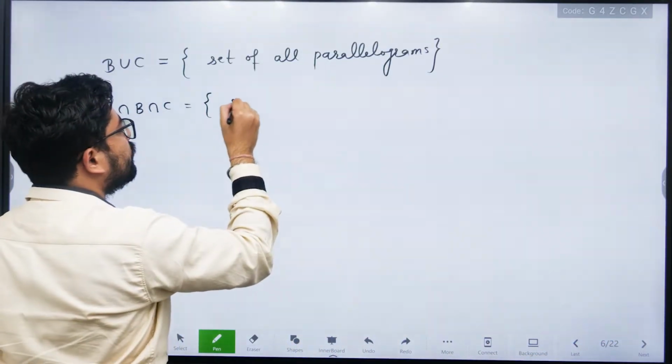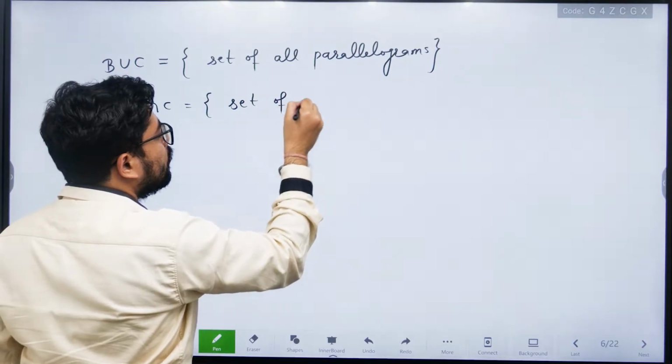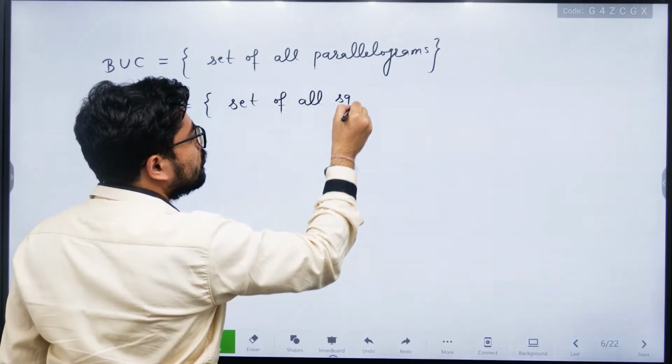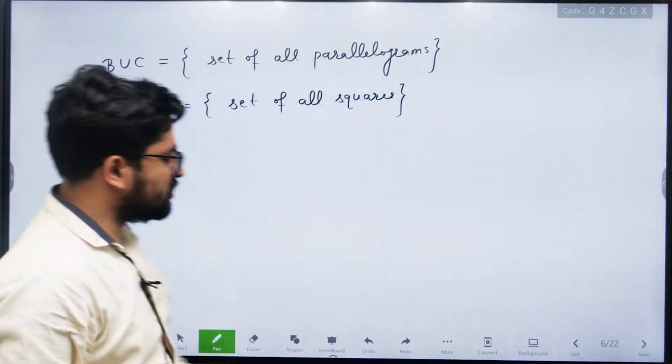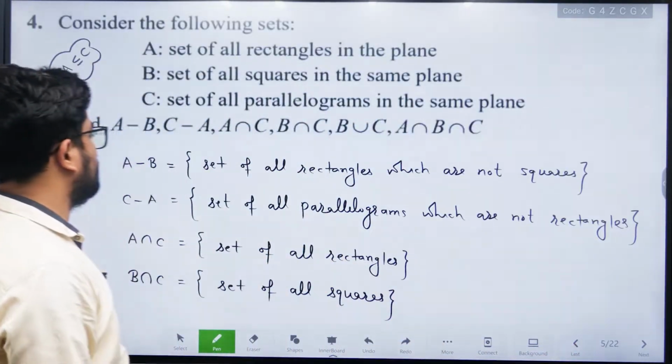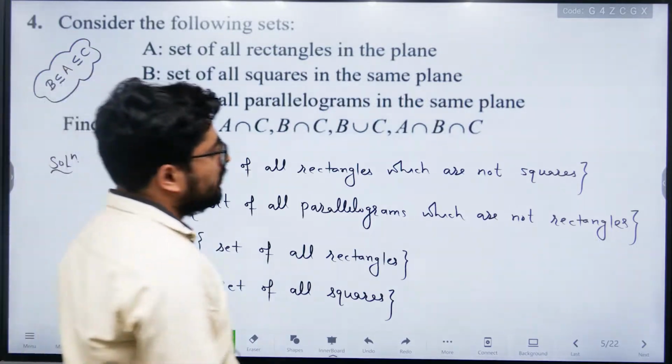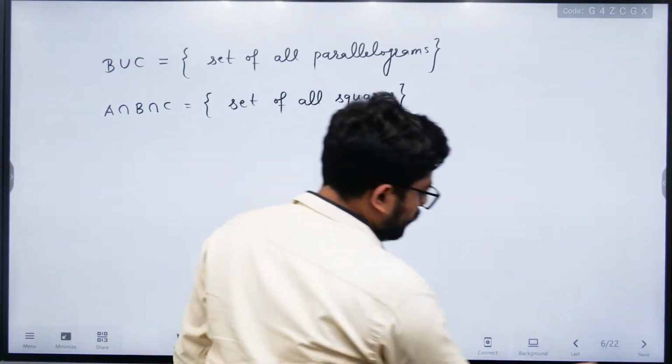Yes, the set of all squares. So this is your answer. Yes, A intersection B intersection C. So that's your question number 4. Now let's do the next one.